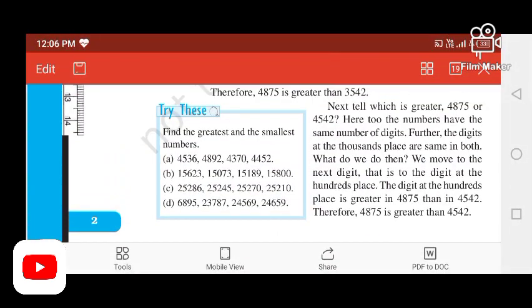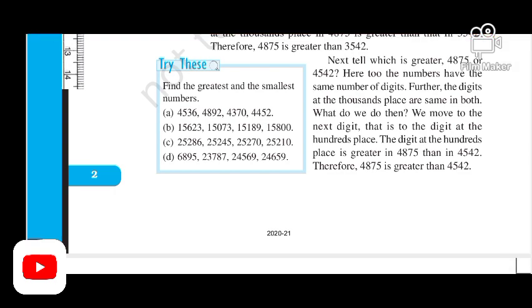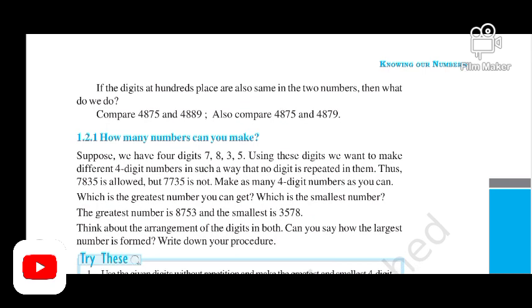So we have learned now about place value. We have learned how to find the smallest and the greatest number. Then now if the digits at the hundreds place are also the same in the two numbers, then what do we do? Compare 4,875 and 4,899. Also compare 4,875 and 4,879. So further we will read on. So there is only this much in part 1.